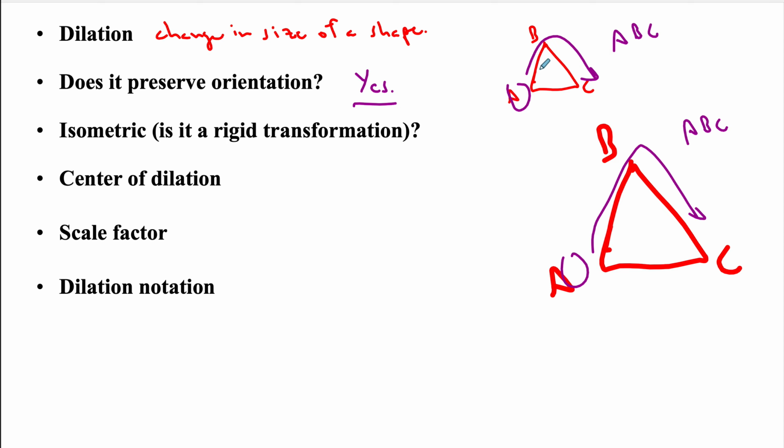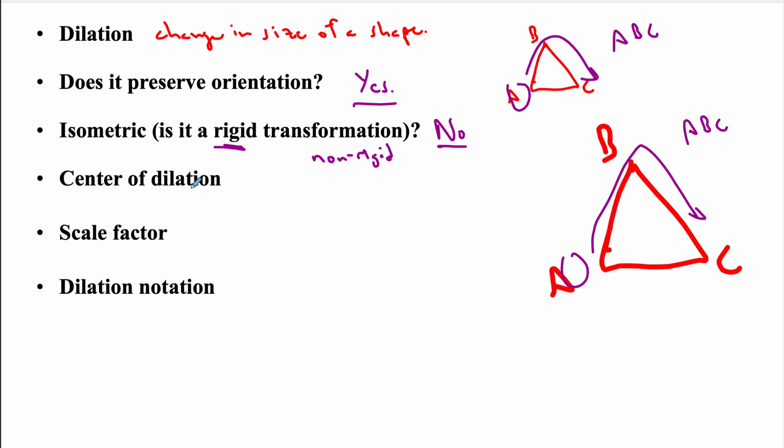Is it isometric? I think you'd agree that these are not the same size. So this is actually our first non-rigid, right? Non-rigid. So it's not a rigid transformation. It isn't considered non-rigid. Go figure. And that means it's not isometric.